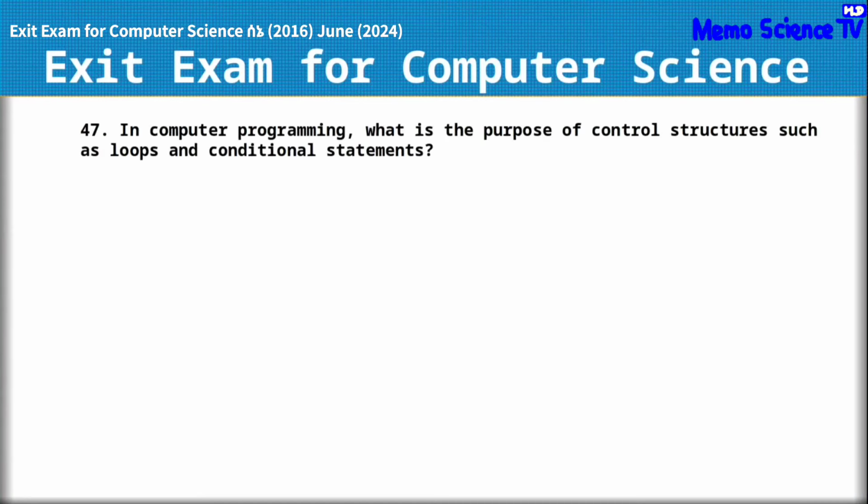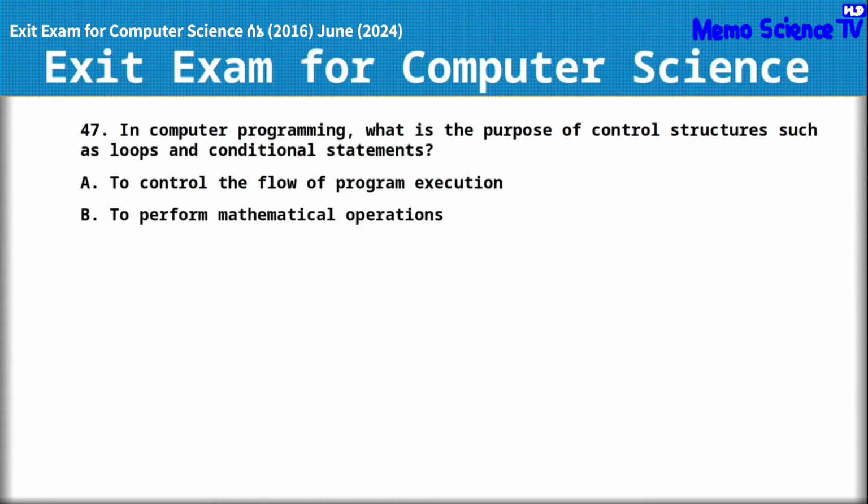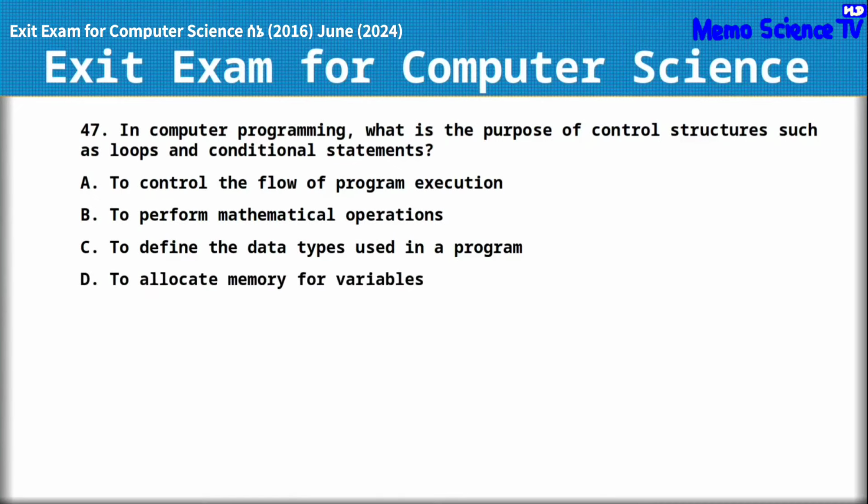Question number 47. In computer programming, what is the purpose of control structures such as loops and conditional statements? A. To control the flow of program execution. B. To perform mathematical operations. C. To define the data types used in a program. D. To allocate the memory for variables.